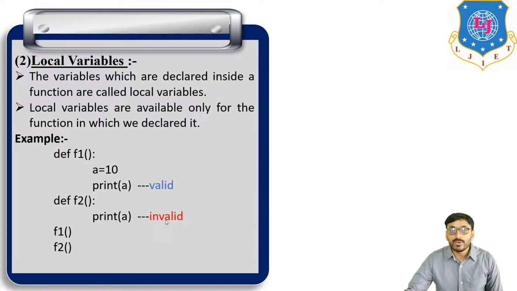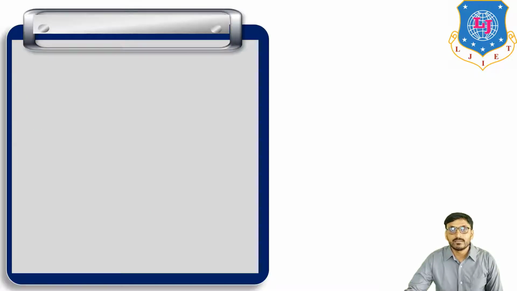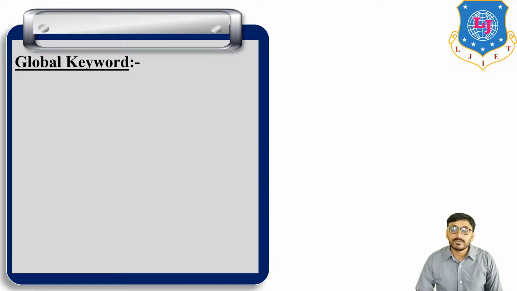Now next one, that is the global keyword. First, what do we mean by keyword? It is a reserved word in Python. For example, def, return, print. These are the keywords that are used in Python.